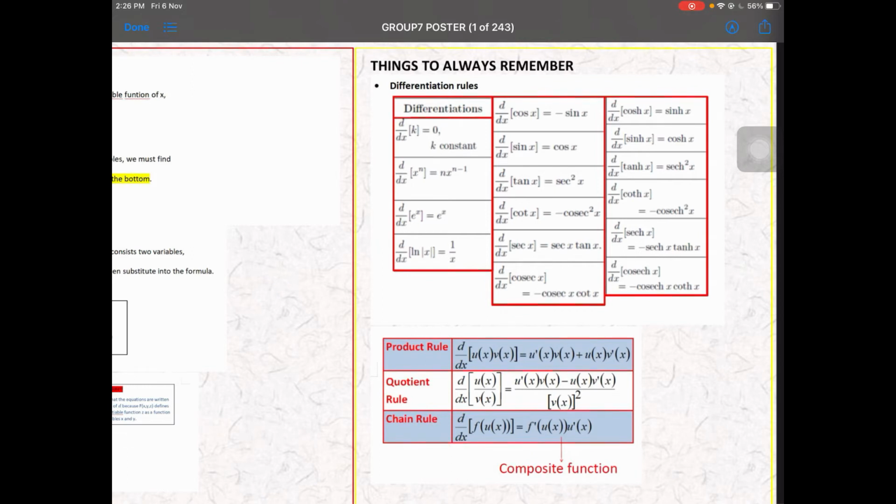My part for today is differentiation rules. Differentiation rules are basically divided into three parts. The first is logarithms and exponential, the second is trigonometric, and the third is hyperbolic. For the trigonometric and hyperbolic, it is kind of hard to remember, so the best way to memorize it is to do more practice. There are three very important rules when we do differentiation: the product rule, the quotient rule, and the chain rule, which we usually use in composite functions.